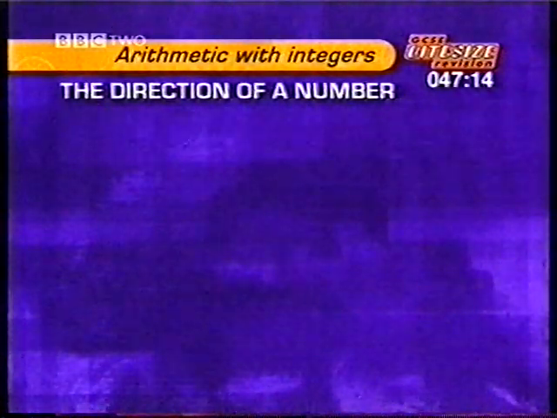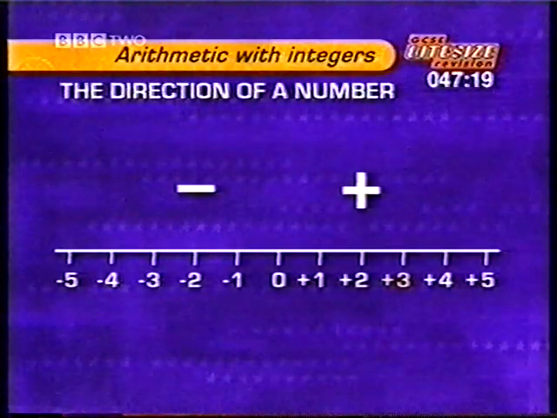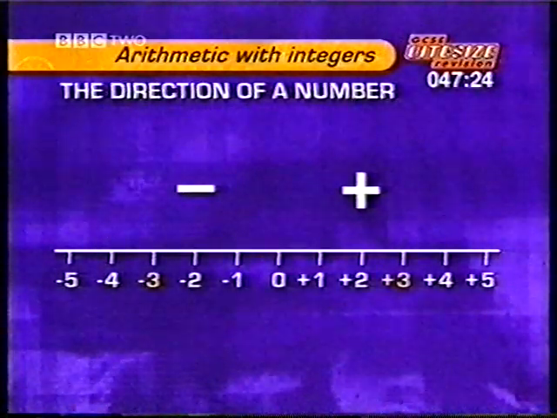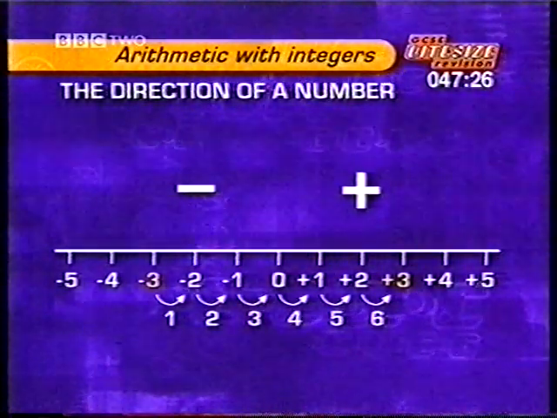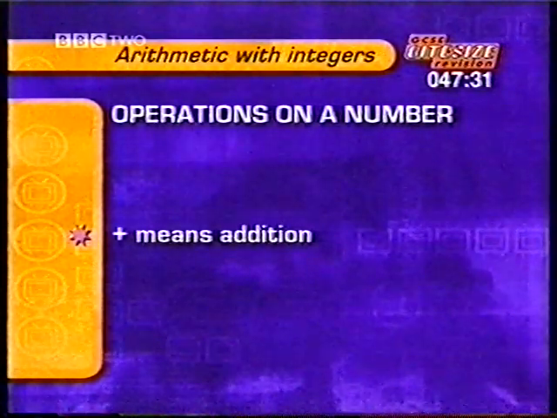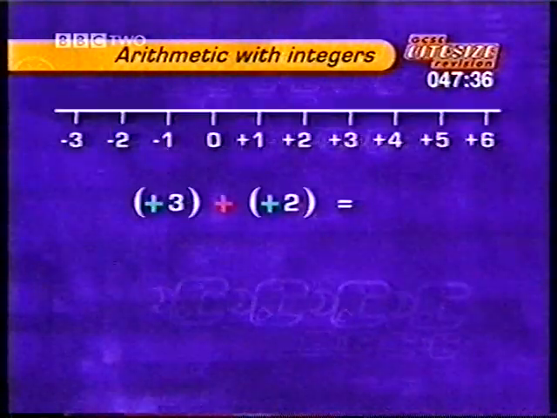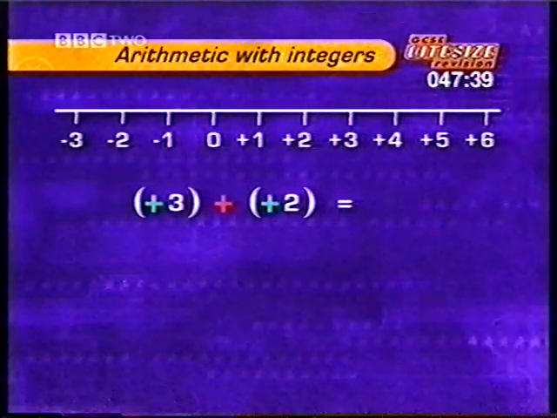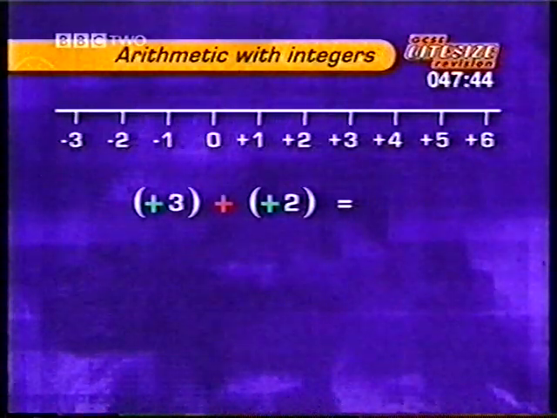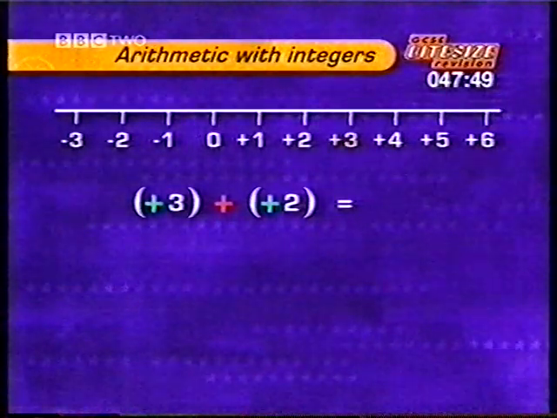The first meaning, the direction of a number, tells us where the number is on the number line. Positive 3 and negative 3 are different numbers in different positions on the number line. They are in fact 6 numbers apart. The second meaning refers to the operations. Plus means addition and minus means subtraction. When these two uses are combined, the trouble starts. Here we have the number positive 3 added to the number positive 2. The plus signs are used in the two different ways, the green signs for direction and the red signs for the operation. A number line will give the answer for this.